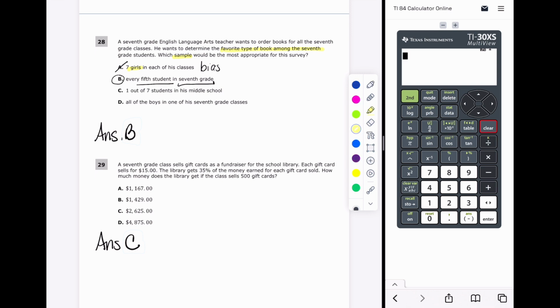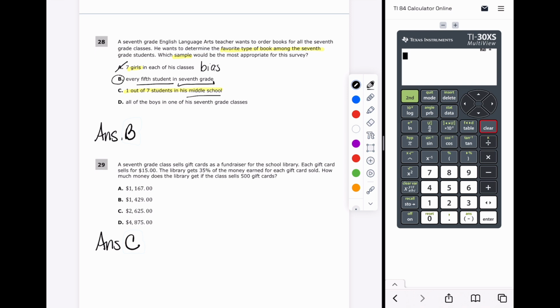So let's look at the next one and see why it's a good but not the best choice. 1 out of 7 students in middle school. So again, there's a good random part to it where he's counting every 7th student, but notice he's not getting his prime population because he's asking 6th, 7th, and 8th graders. And that's not what he's looking for.